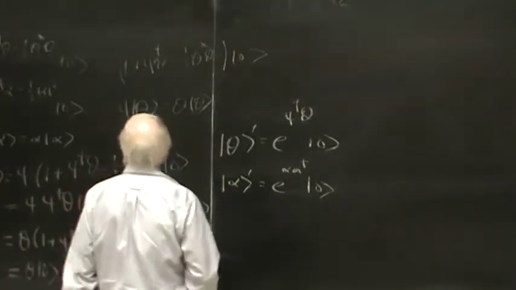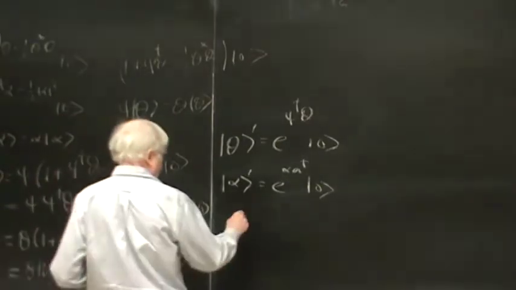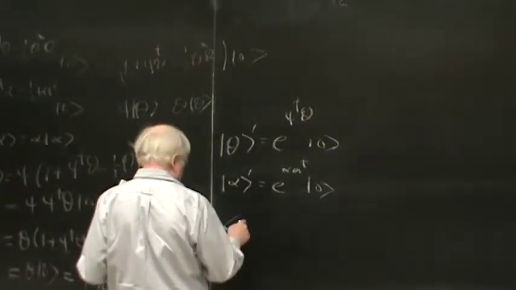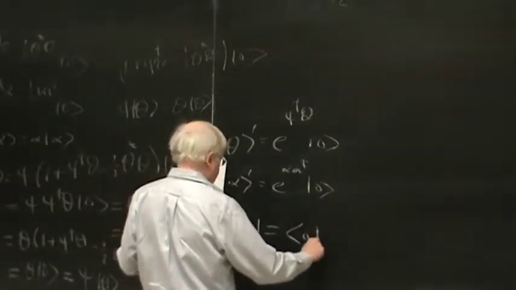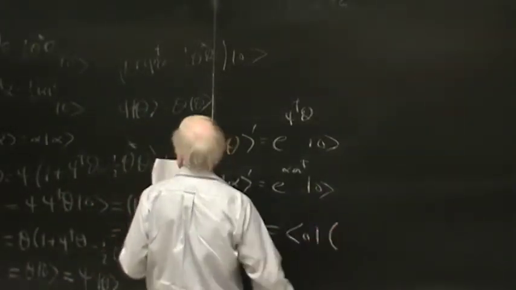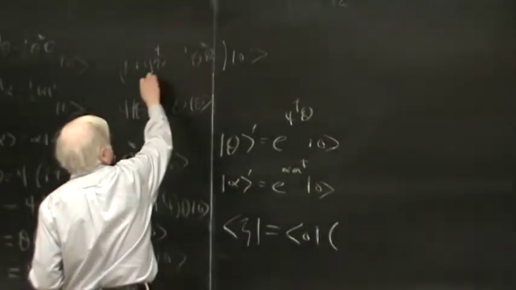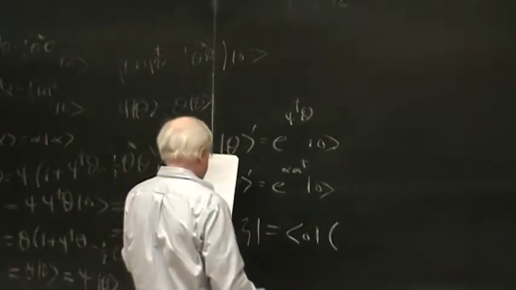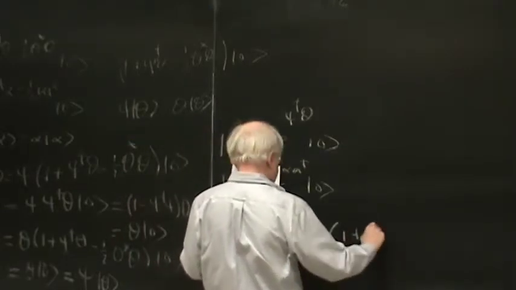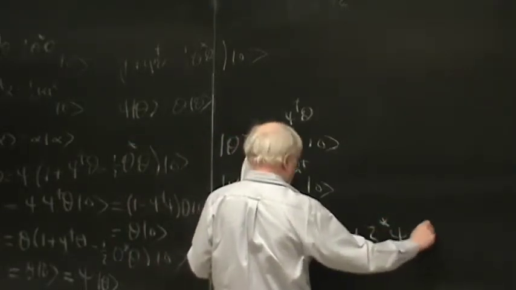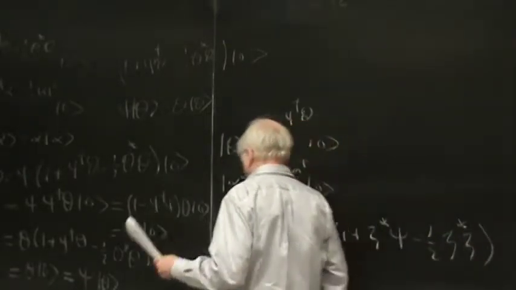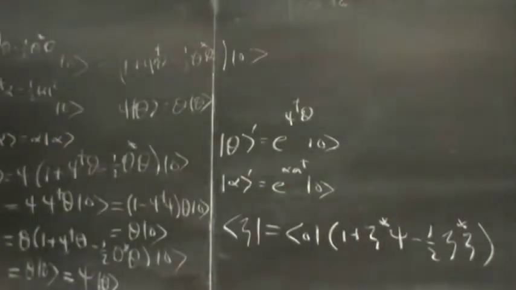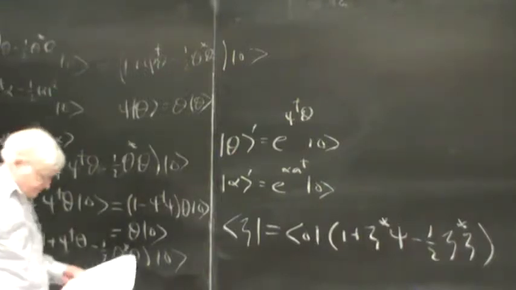Okay. Now, if we take the adjoint of this state, and in fact, the adjoint of an arbitrary fermionic or Grassmannian coherent state, what we get is... Well, what is it? It would be the adjoint of this with theta replaced by zeta, and that's 1 plus zeta star psi minus a half zeta star zeta. So that's the adjoint of the coherent state with eigenvalue zeta.